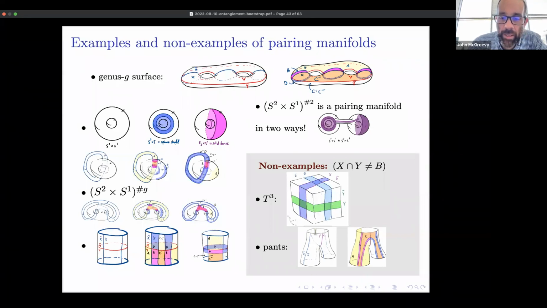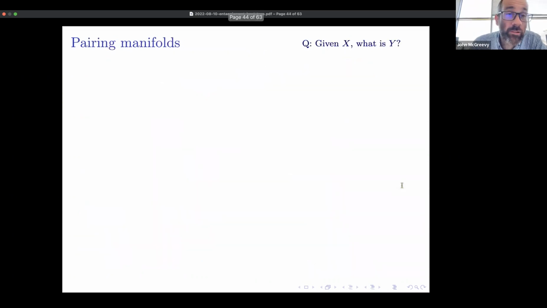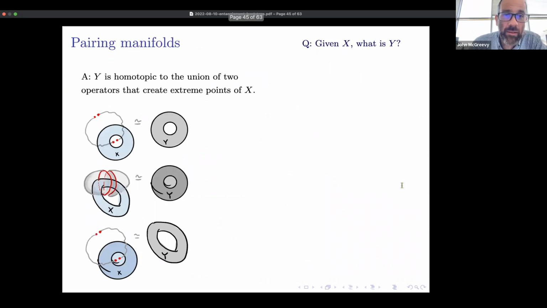And similarly, a pair of pants, you can cut it in half in two different ways, like you can cut it this way and you can cut it this way, but the intersection of those things is not a ball. So not everything is a pairing manifold, but there is sort of a bewildering array of examples. One question that you might have is, suppose I give you some region X associated with some class of excitations that you like, how do I figure out what is Y? What is the region that it's paired with?